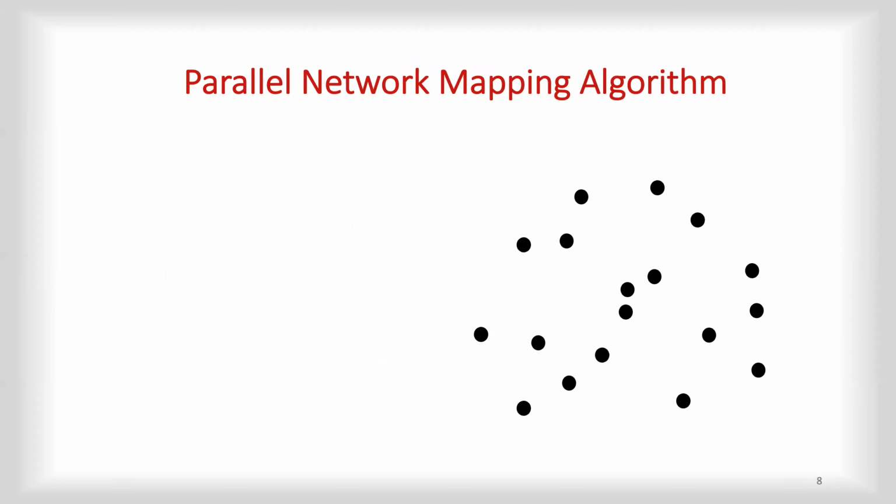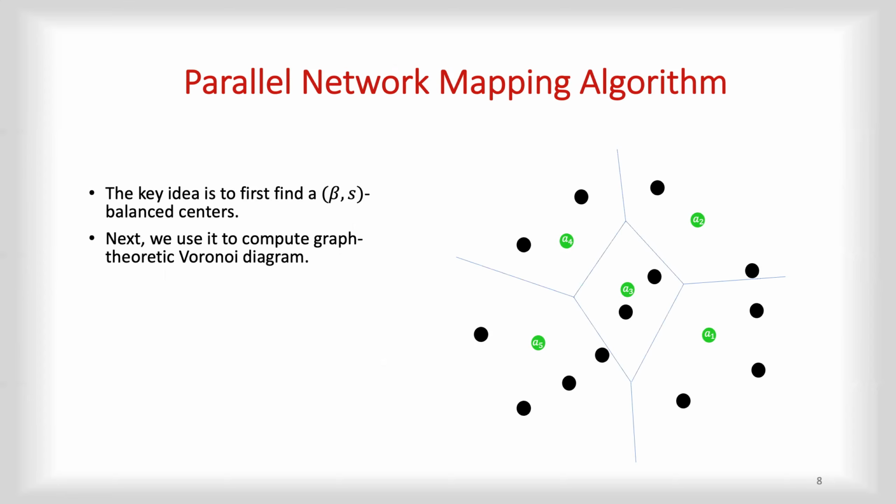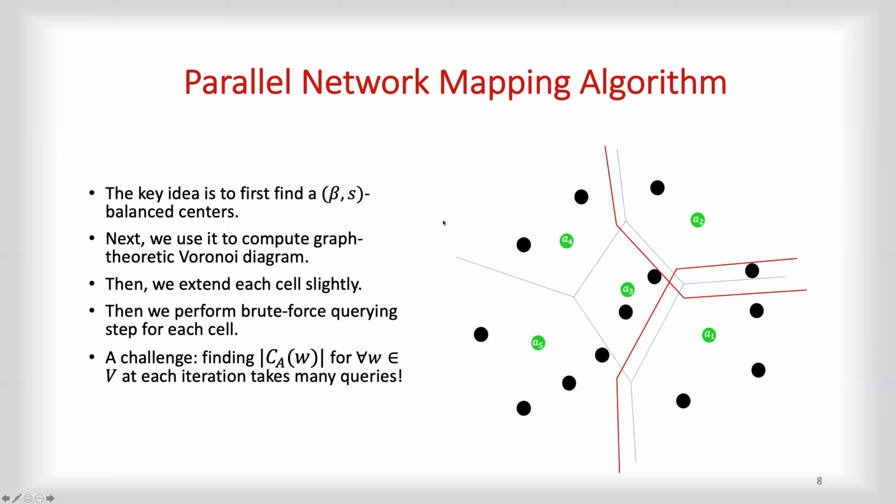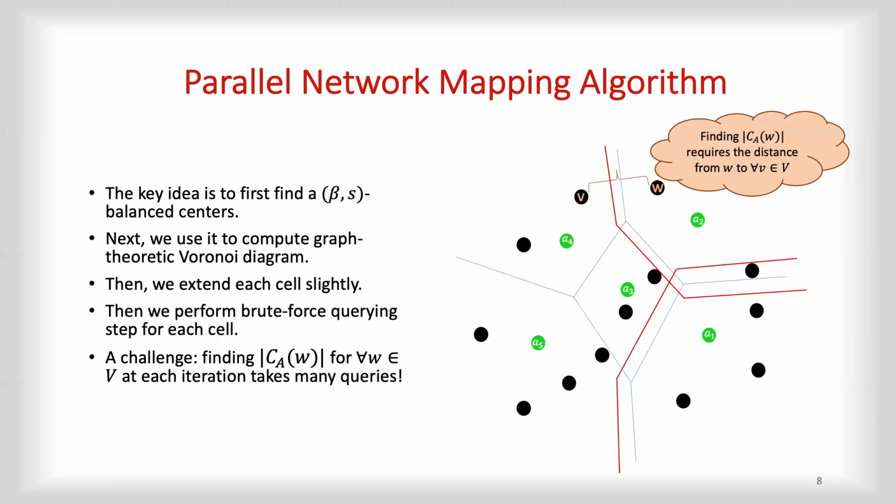Let me provide a better sketch of the remaining work to be done. We first find the beta and s-balanced centers. We then use them to compute a graph-theoretic Voronoi diagram. We extend each of these cells, and then we perform our brute force. But a challenge here would be to compute the cluster sizes at each iteration in the parallel center algorithm that we designed. In order to handle this, we instead use sampling to estimate the sizes of the clusters.